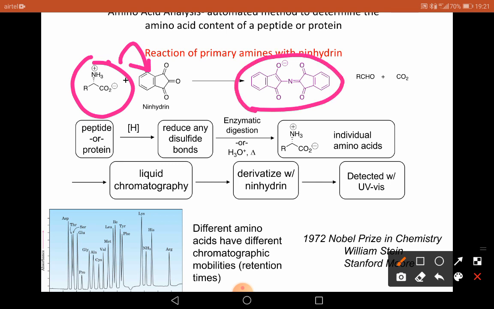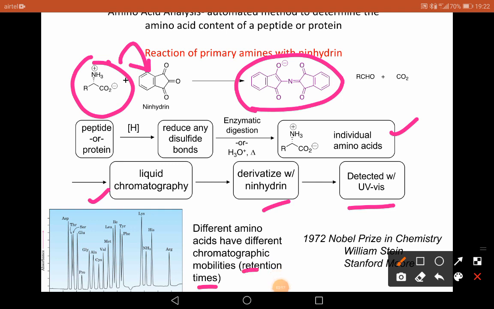So a peptide or protein is taken, and disulfide bonds are reduced, and enzymatic digestion is done so as to get individual amino acids. Then liquid chromatography is done, and the amino acids are treated with ninhydrin and detected by UV visible spectroscopy. Different amino acids have different chromatographic mobilities and different retention times.